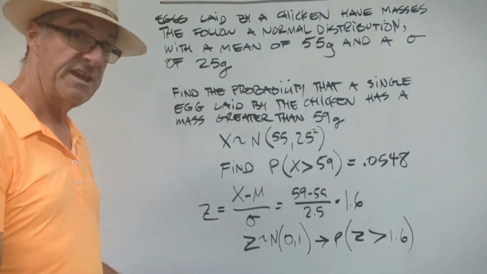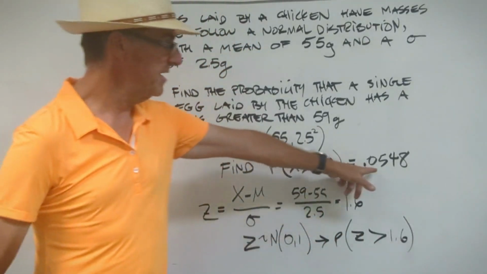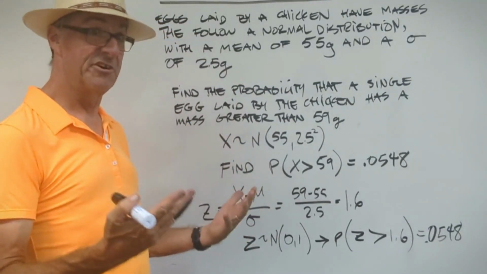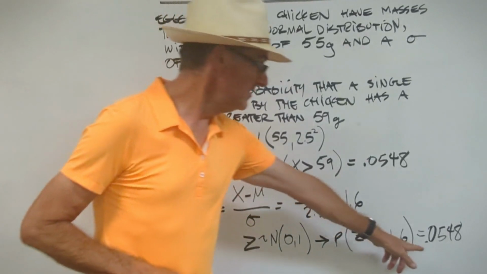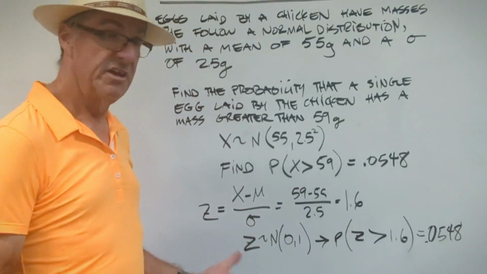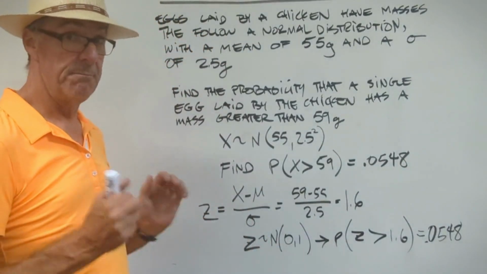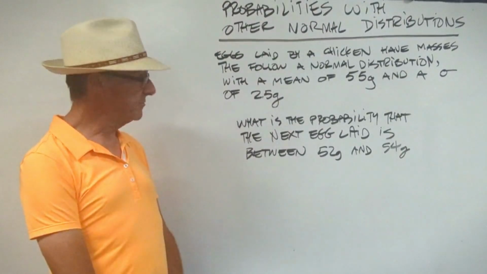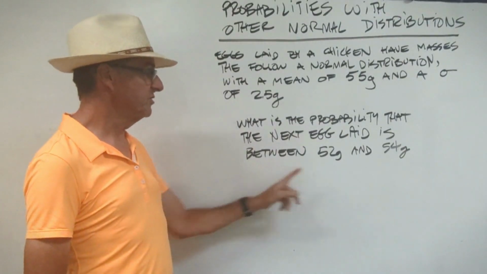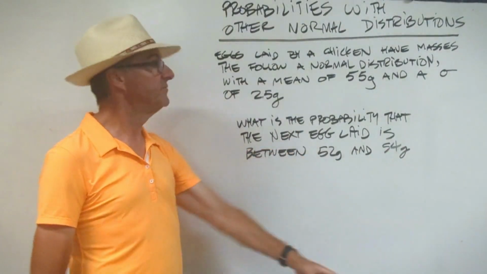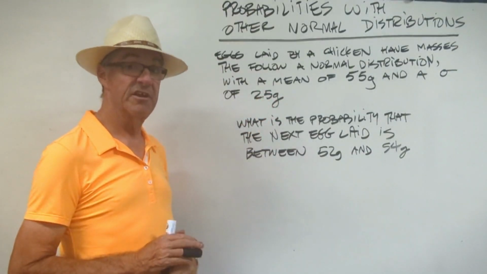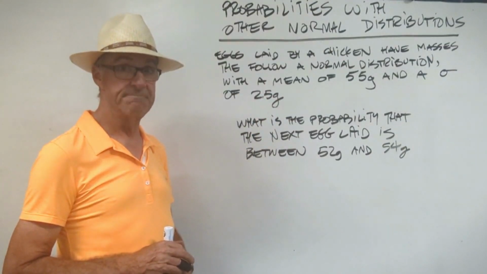So now I can put that in my calculator and I should get this same answer. Pause the video, do that, and come back. And presto, I get the same answer, 0.0548. So that works. So you want to be able to do it both ways. All right, let's do one more problem here. What is the probability that the next egg laid is between 52 and 54 grams? We're in the same scenario. Pause the video, put this in your calculator, and come back and tell me what you got.